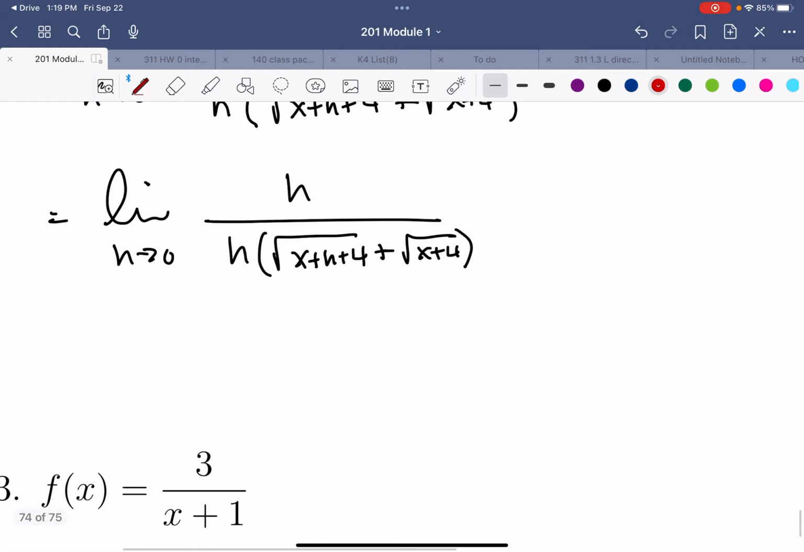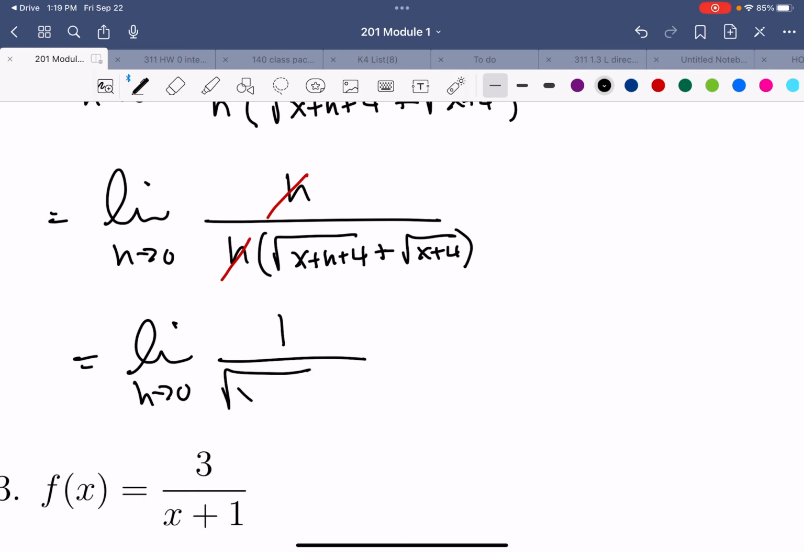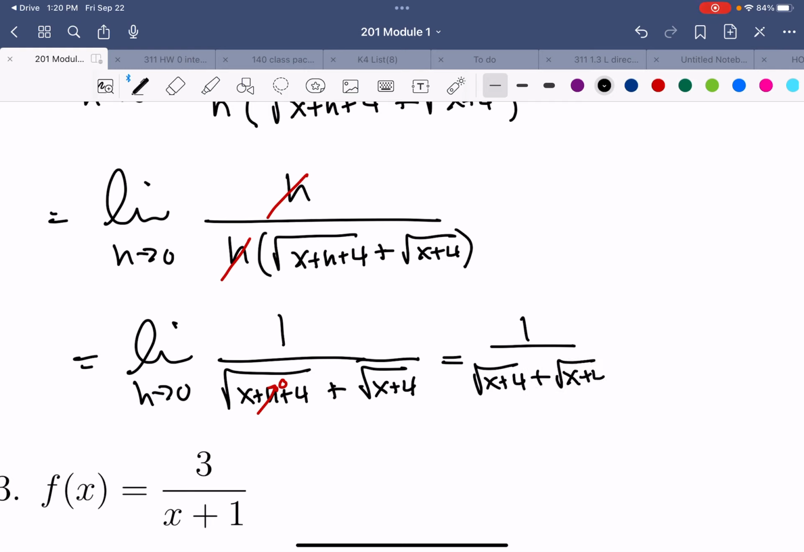And now my h's can cancel. And I'm left with the limit as h goes to 0 of 1 over square root x plus h plus 4 plus the square root of x plus 4. Now I can go ahead and plug in my 0 for h. So this guy becomes 0. Just the h though. And we're left with 1 over the square root of x plus 4 plus the square root of x plus 4.